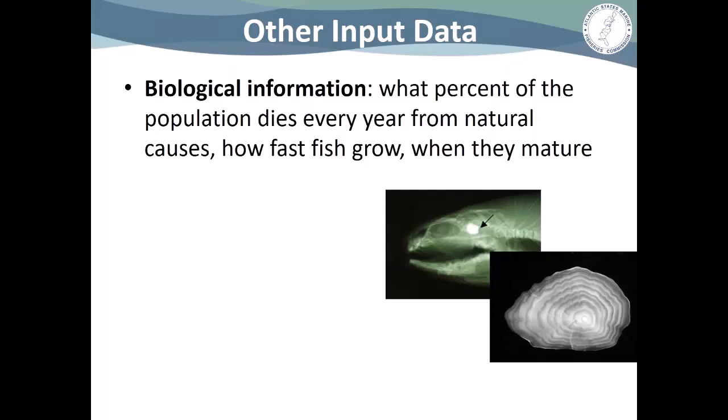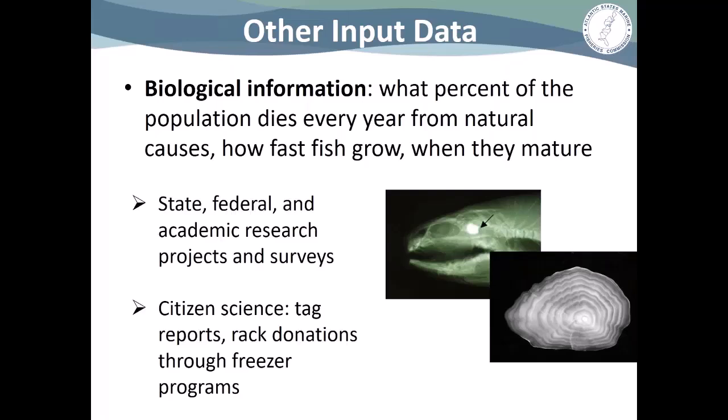We also want to know how fast the fish are growing. When do they mature? Other sources of information about the life history or the biology of the species. And we get this data from state, federal, and academic research projects and surveys, and also from citizen science. So things like tag reporting, participating in these tag programs gives us important information about growth or movement. And some states have freezer programs where you can donate the rack of your fish after you filleted it so that we can get the otolith and the size of the fish to figure out how old it is and how big it is.